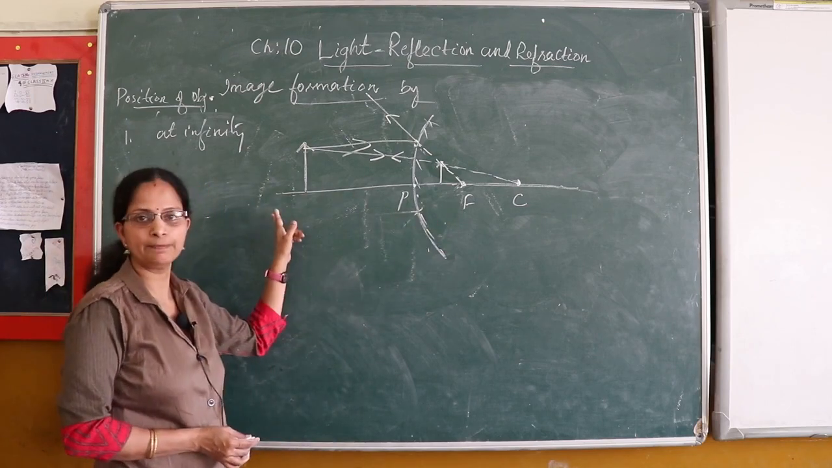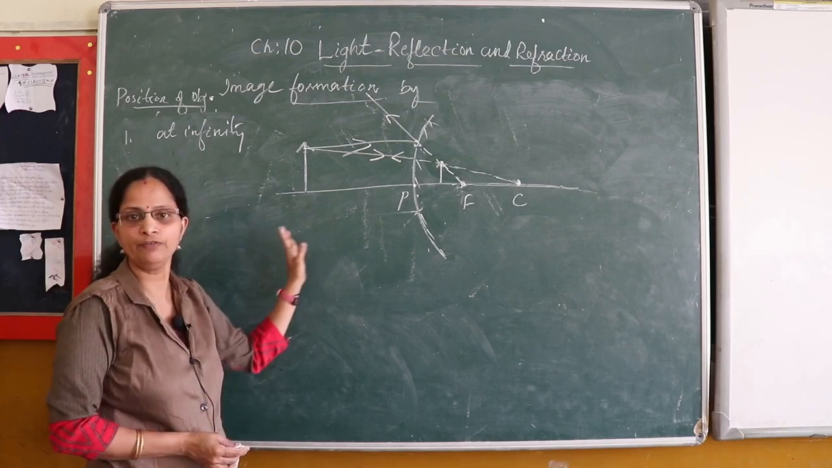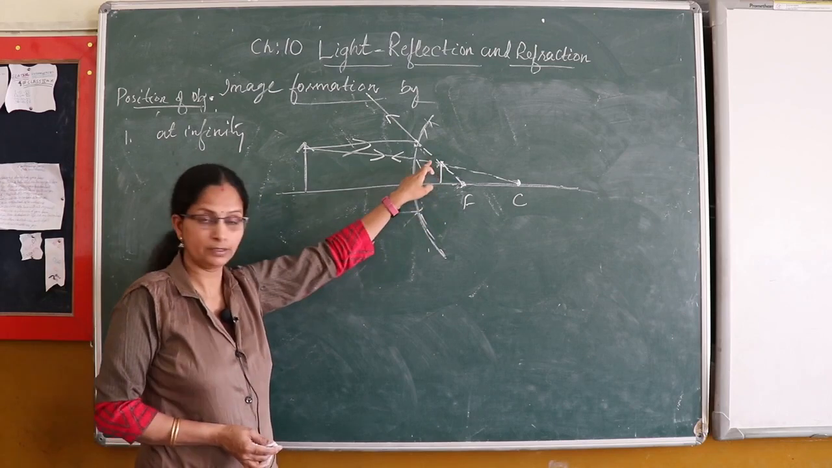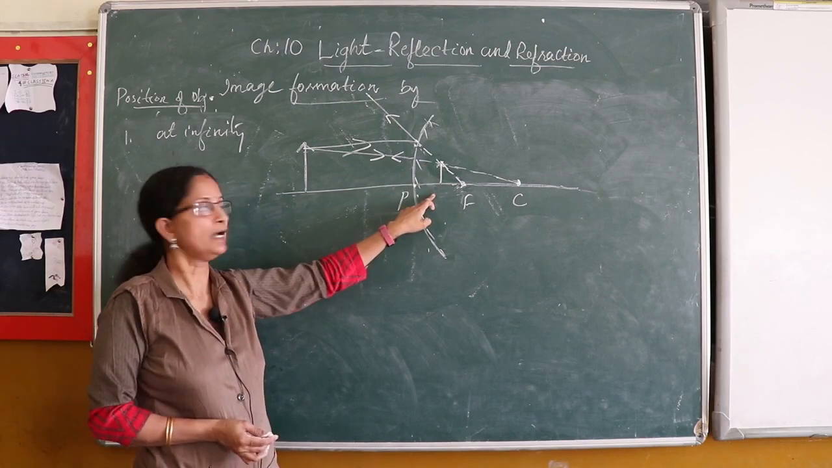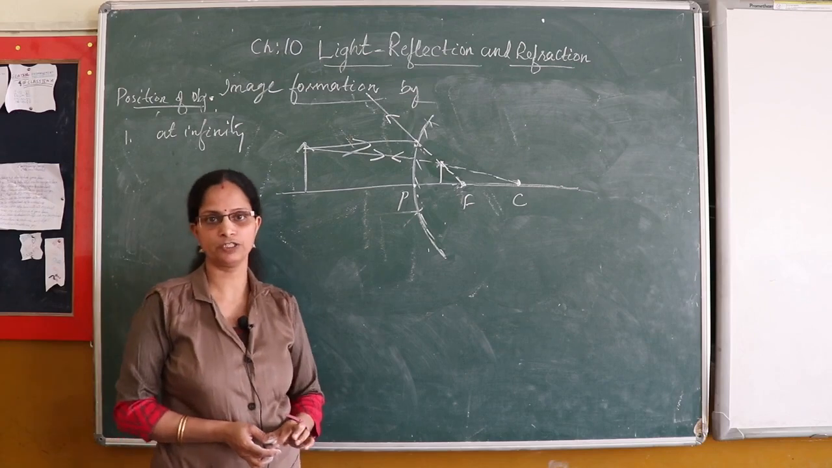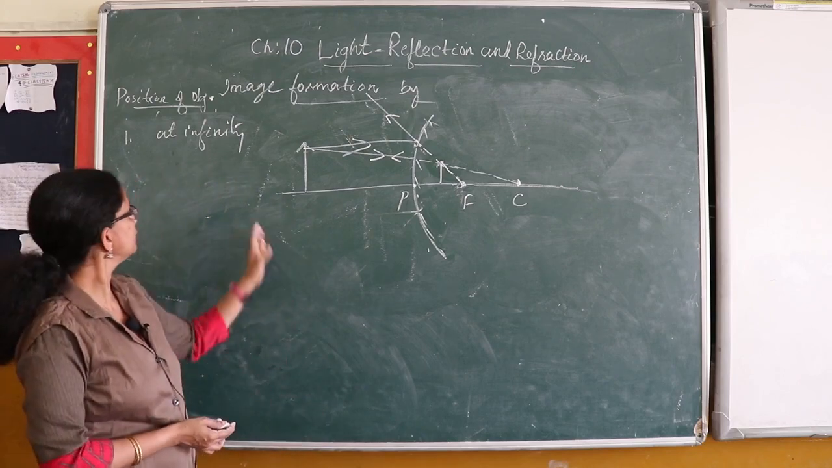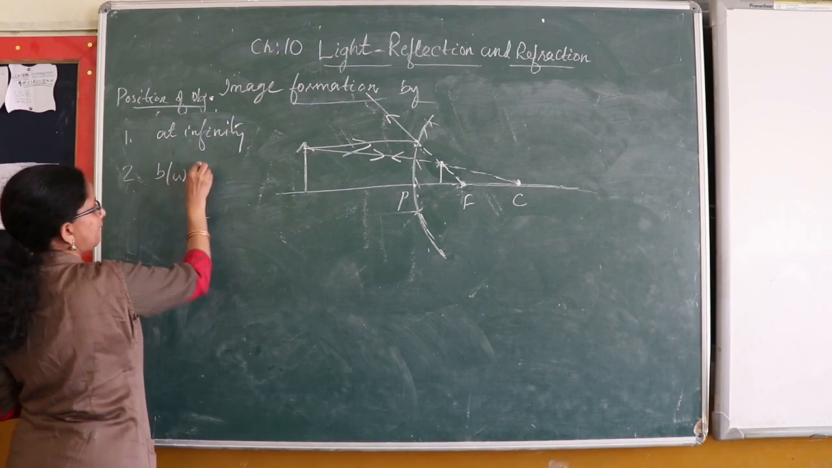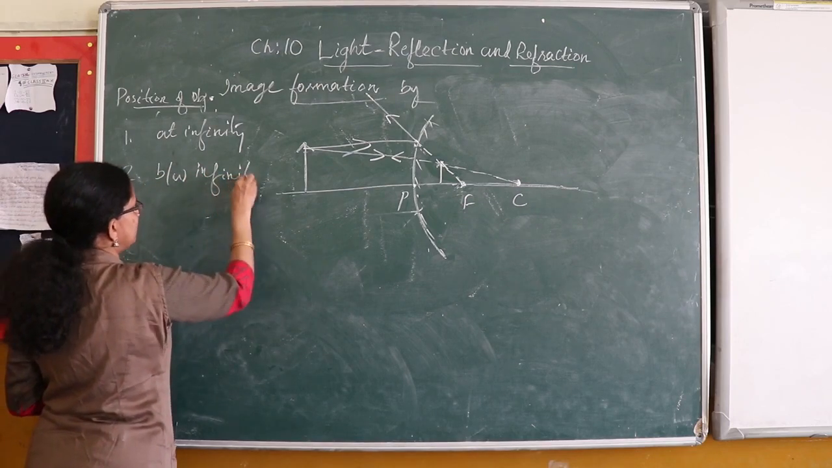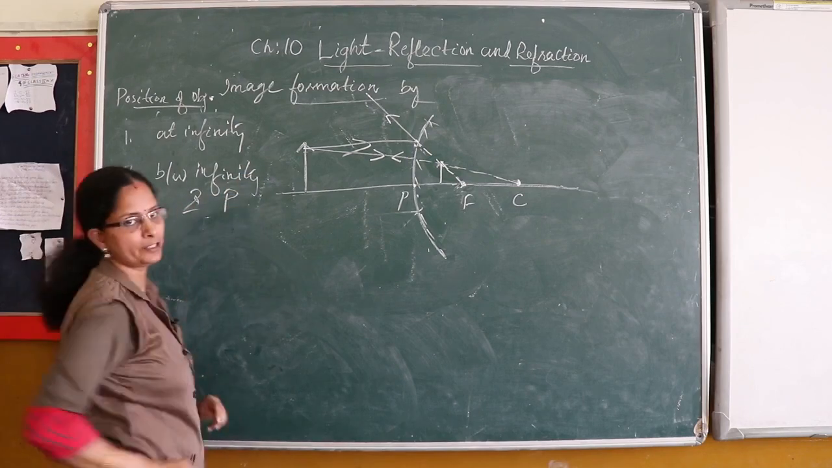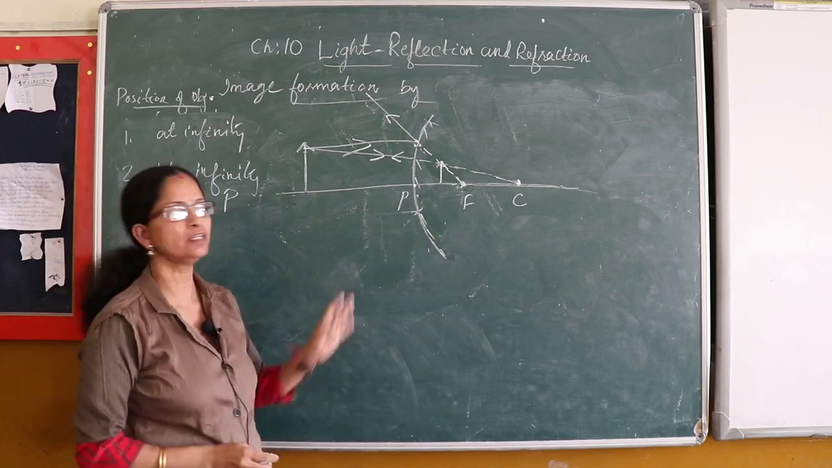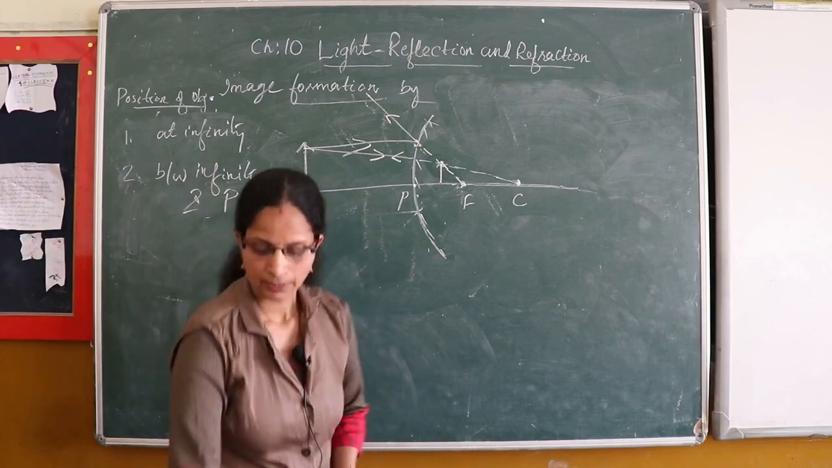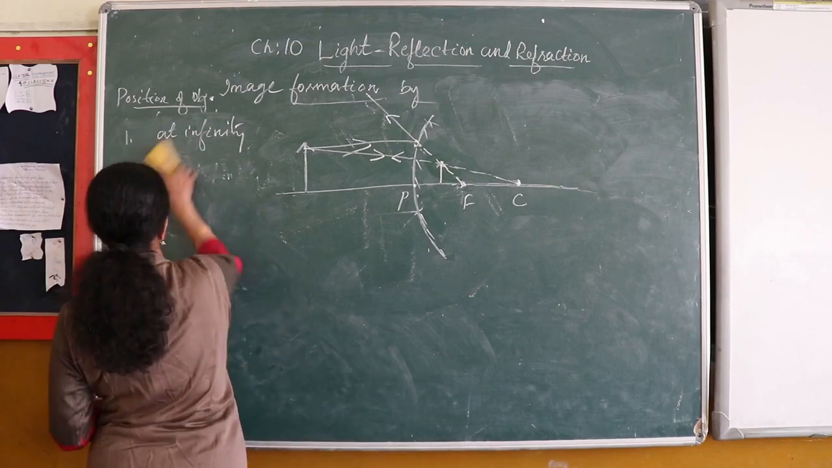So when the object is kept anywhere between P and infinity, in case of a convex mirror, it forms a virtual, erect and smaller image. This is the second situation, when the object is kept between infinity and P. So in these two situations, the image formation takes place in case of a convex mirror.